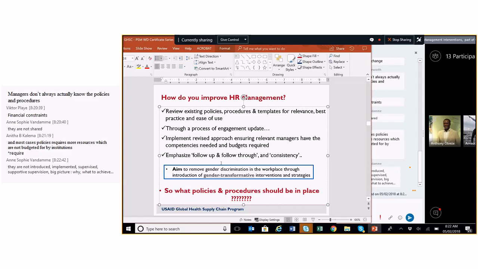One of the other points I want to re-emphasise here in the blue box is we need to aim to remove gender discrimination in the workplace through the introduction of gender transformative interventions and strategies.